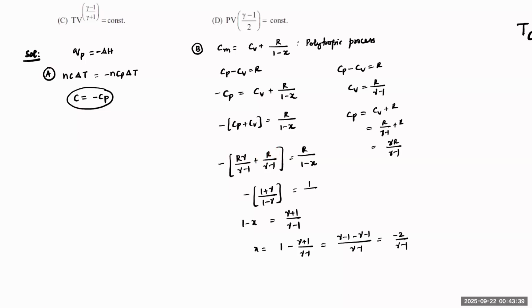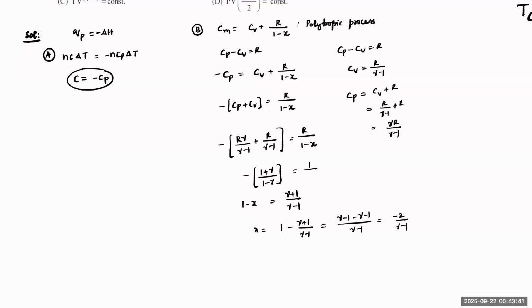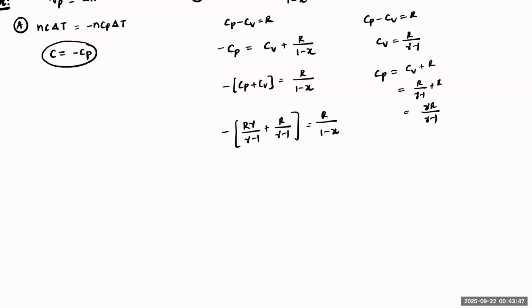Oh, sorry, here I made a mistake, so let me rewrite this part. While taking LCM, I made a mistake. R will get cancelled off, so I will get this as gamma plus 1 by gamma minus 1. No, I did it correct only then. Gamma plus 1 plus gamma minus 1.